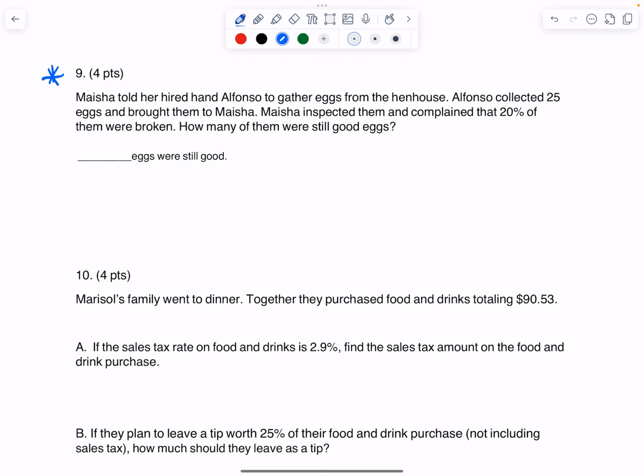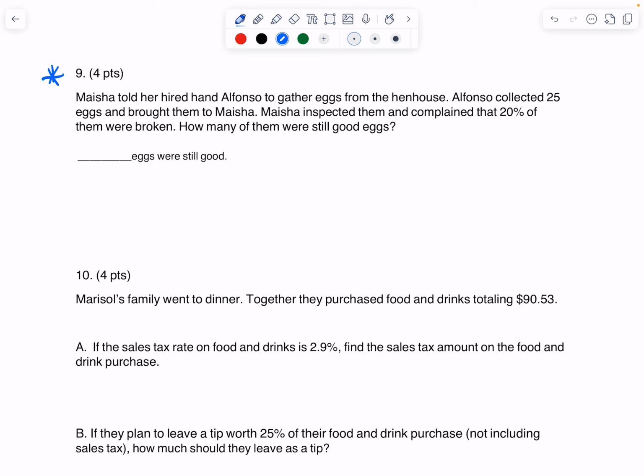This is question 9 on the extra practice unit 1 review. Maisha told her hired hand Alfonso to gather eggs from the hen house. Alfonso collected 25 eggs and brought them to Maisha. Maisha inspected them and complained that 20% of them were broken. How many of them were still good eggs?